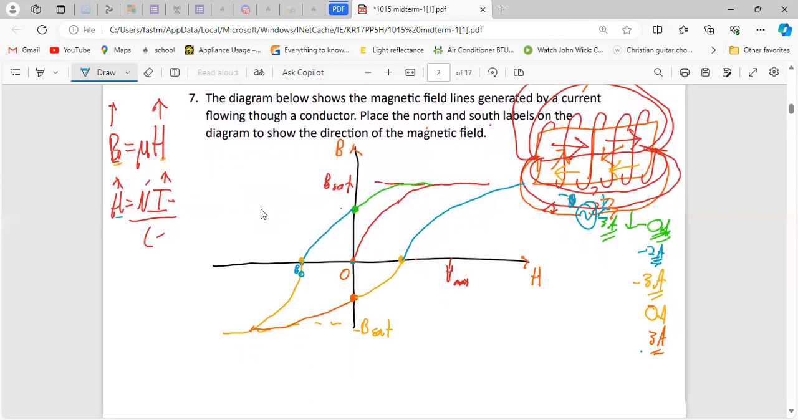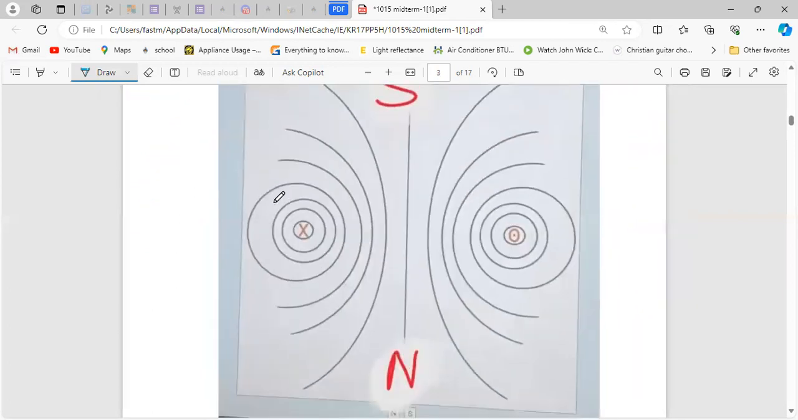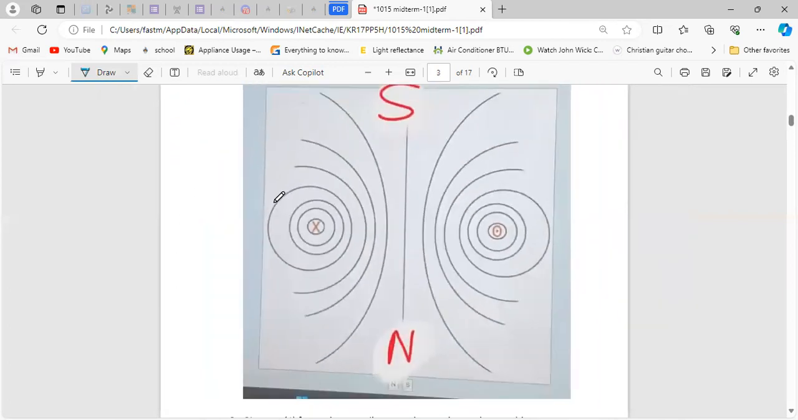All right, so number 7. This one has rubbed many the wrong way, but you have to use the right-hand grip rule. You see the dot here, and you see the X. Remember, the dot is coming out and the X is going in. So X means it is going into the paper, and the dot means it is coming out. If you use your right-hand grip rule and point your thumb in the direction going in, your fingers will curl in the direction of the field lines that you see.